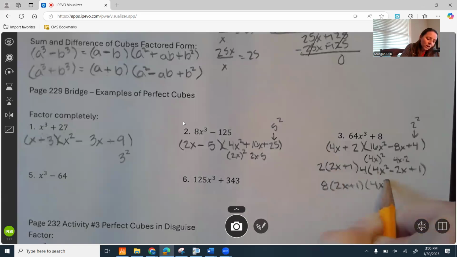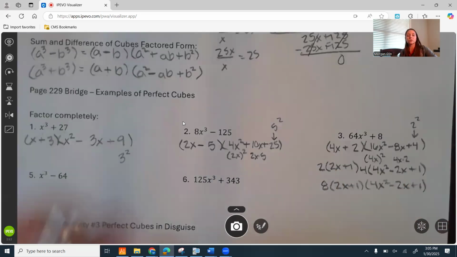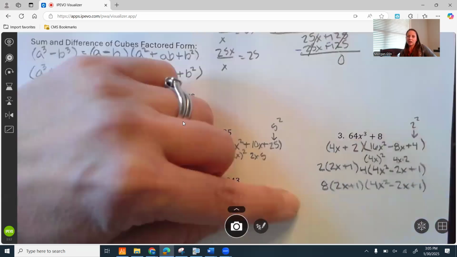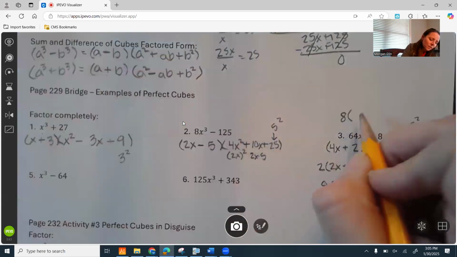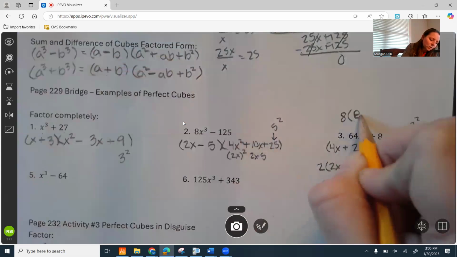Now, what I want you to look at is I want you to look at the original problem. Do you see this 8 right here? Couldn't I have pulled out 8 to begin with? So it'd make 8x cubed plus 1.